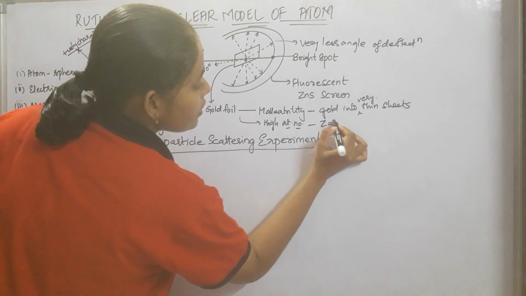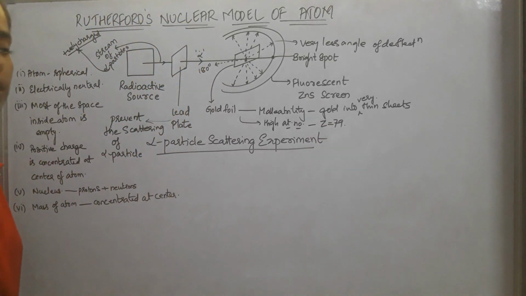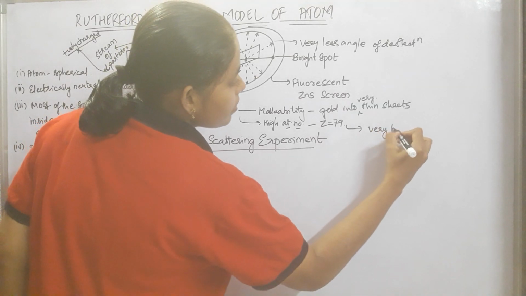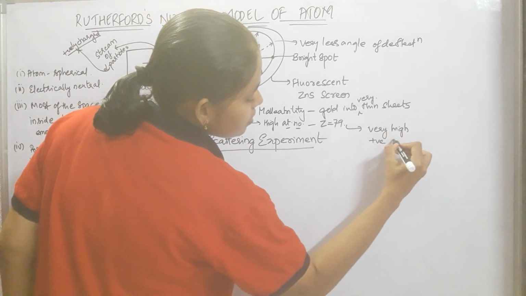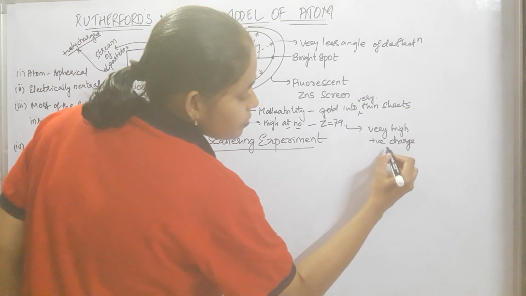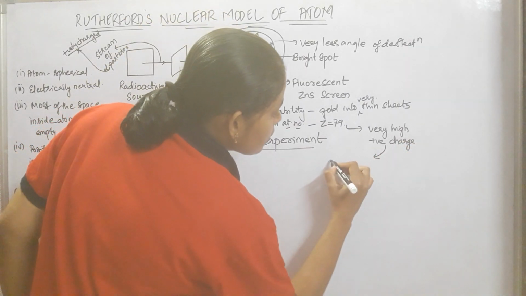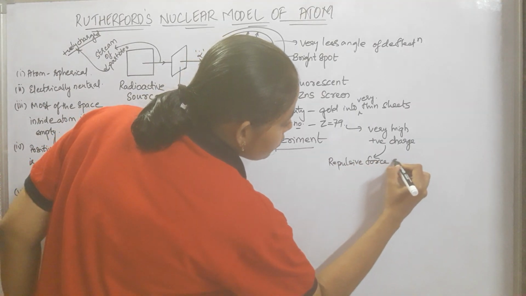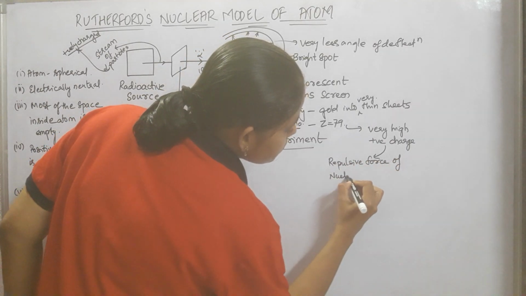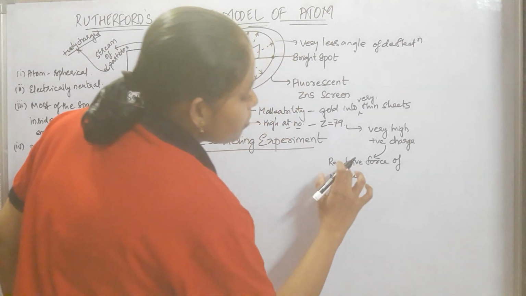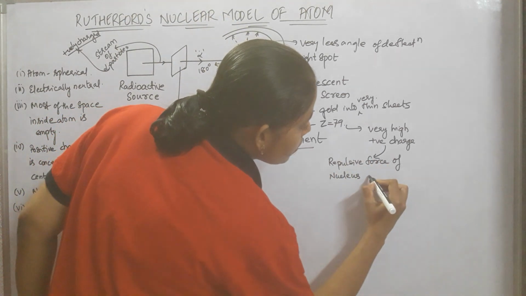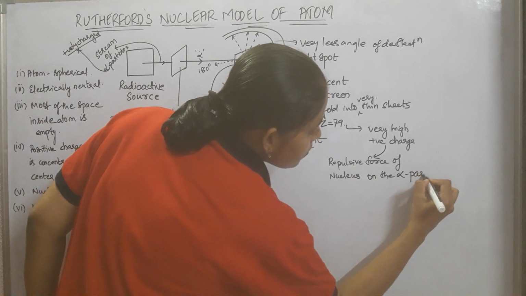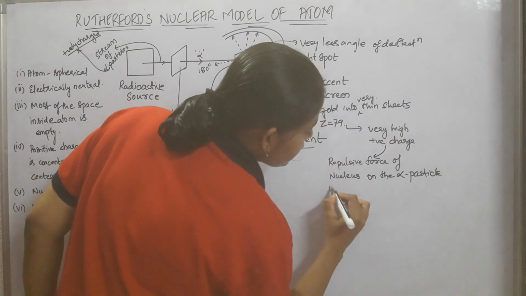which is 79. Because of the high atomic number, the charge in the nucleus is very high, a very high positive charge. Because of this very high positive charge, the repulsive force of the nucleus on the alpha particle is very high.